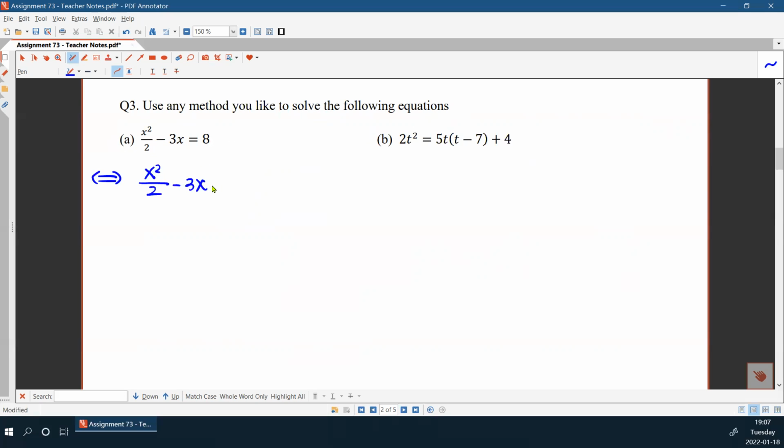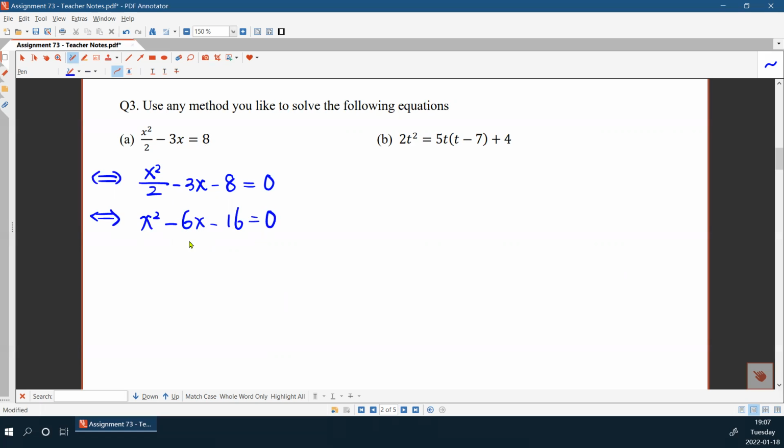Move 8 to the left, it becomes -8, right? And for me, usually I don't like the leading coefficient to be a fraction, so I multiply both sides by 2. That'll give us x squared minus 6x minus 16 equals 0.